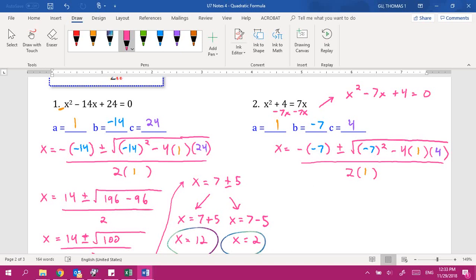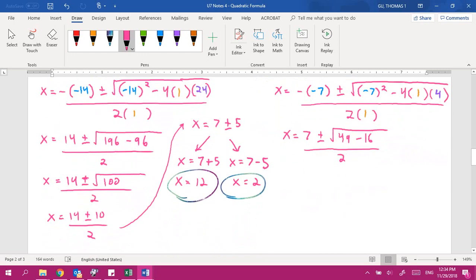Next, then, we're going to simplify what we see there. We got x equals, what is negative negative 7? Positive 7. Plus or minus, square root. What is negative 7 squared? 49. And then we have negative 4 times 1 times 4. What's that? Negative 16. All over 2. That's right.